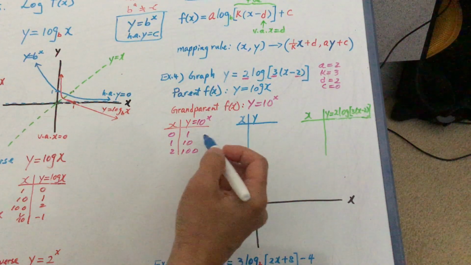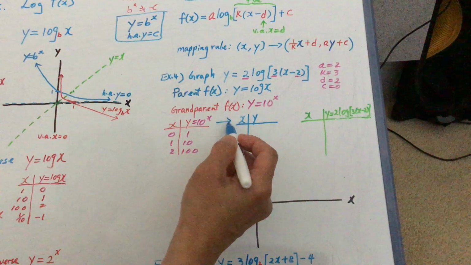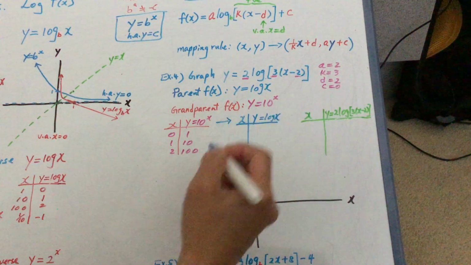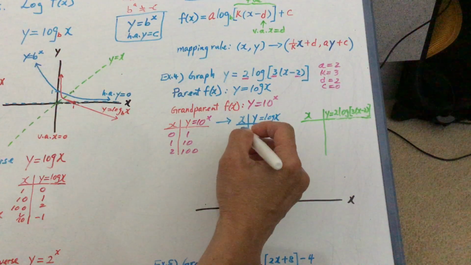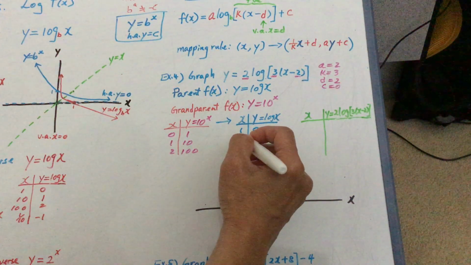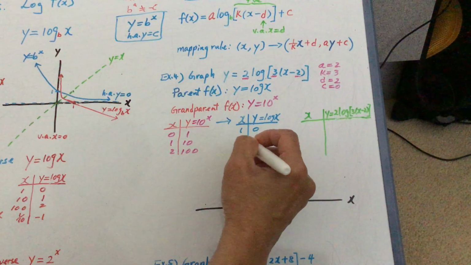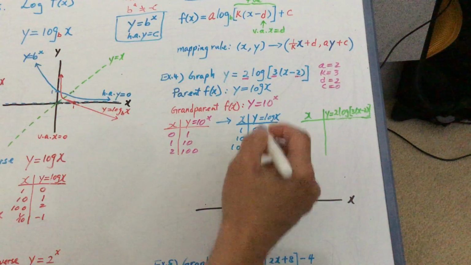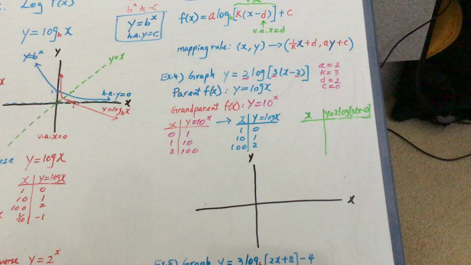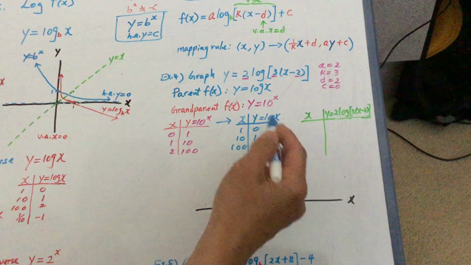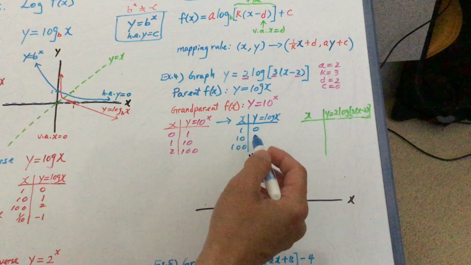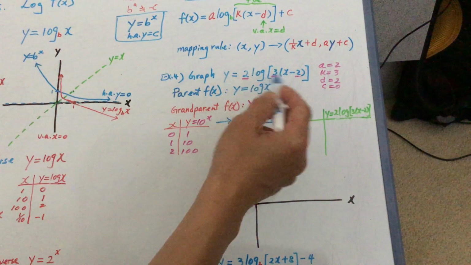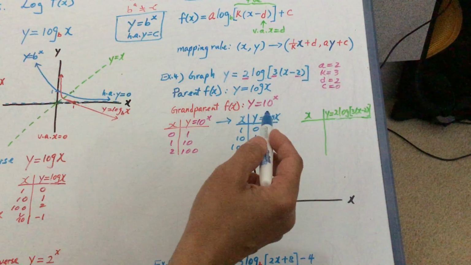Now, for the parent function, I know that the parent function is the inverse of that, right? So the parent function is going to be log x here. So what I have to do is just interchange the x and the y. So 1 is 0, and 10 is 1, and 100 is 2. I don't have to worry about the vertical asymptotes yet because this is not going to be the final product of the graph.